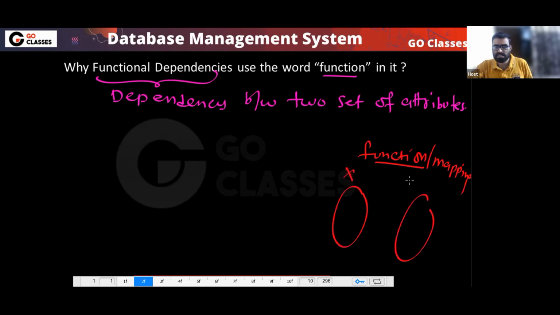If you have a set x, if you have a set y, then this type of thing is called function. Okay, a b c, 1 2 3 4. So you can notice this type of mapping is called function. You already know what is a function. Now I am saying that functional dependency is dependency between two sets of attributes.